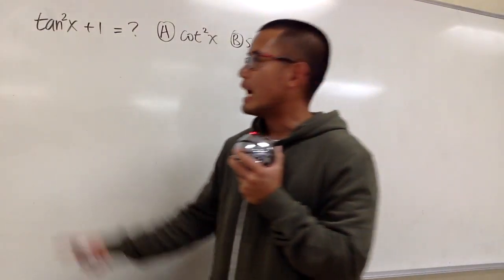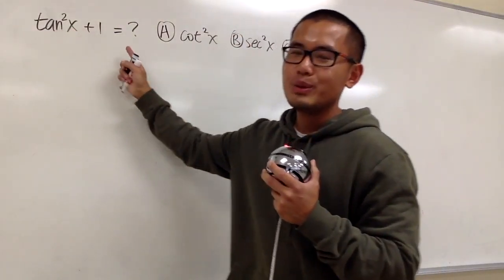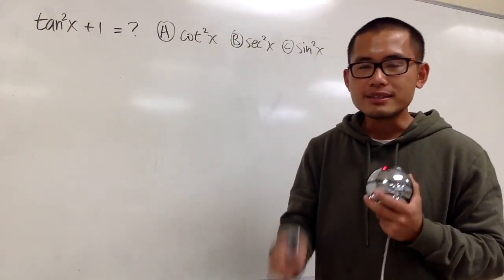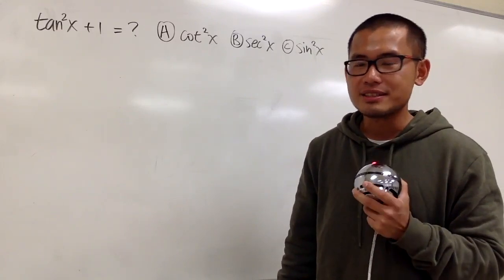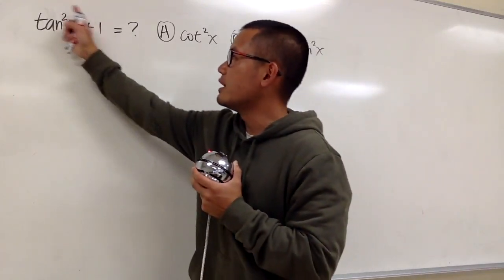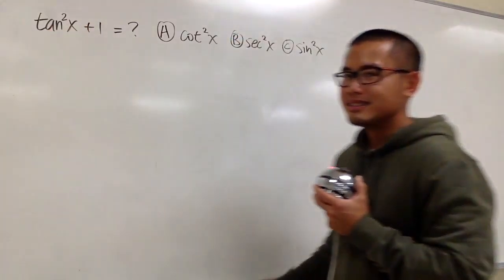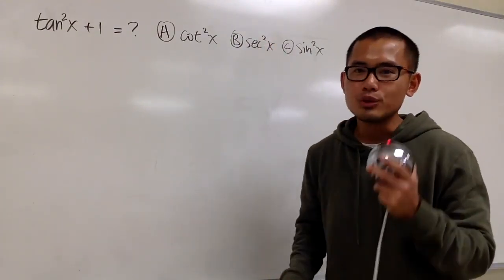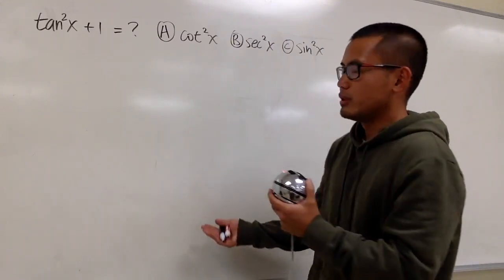For this question, we have tangent square x plus 1 is equal to what? And we technically have 2 ways to do it. The first way is that you will have to remember a lot of identities. In that case, you can just go ahead and say tangent square x plus 1 is the same as secant square x. However, in this video, I do want to show you a more traditional way to figure this out.